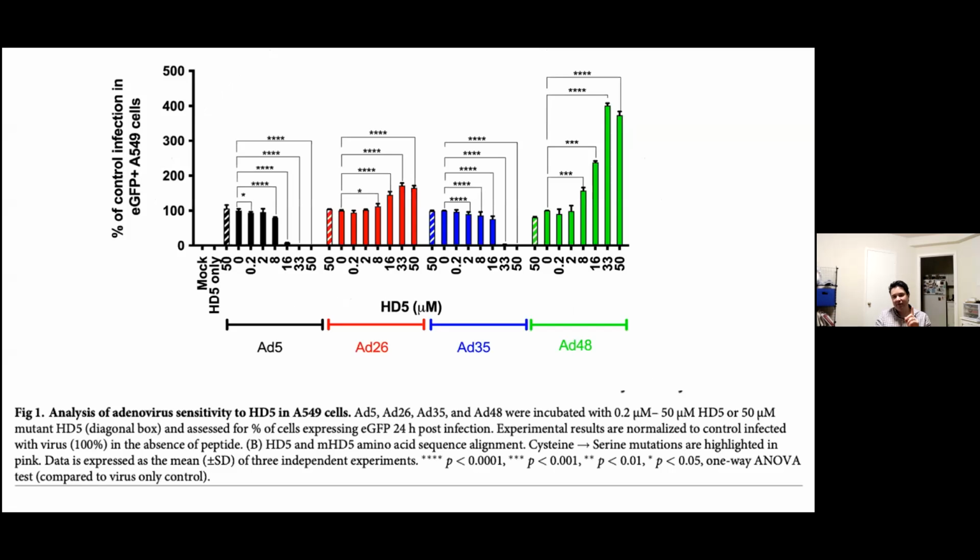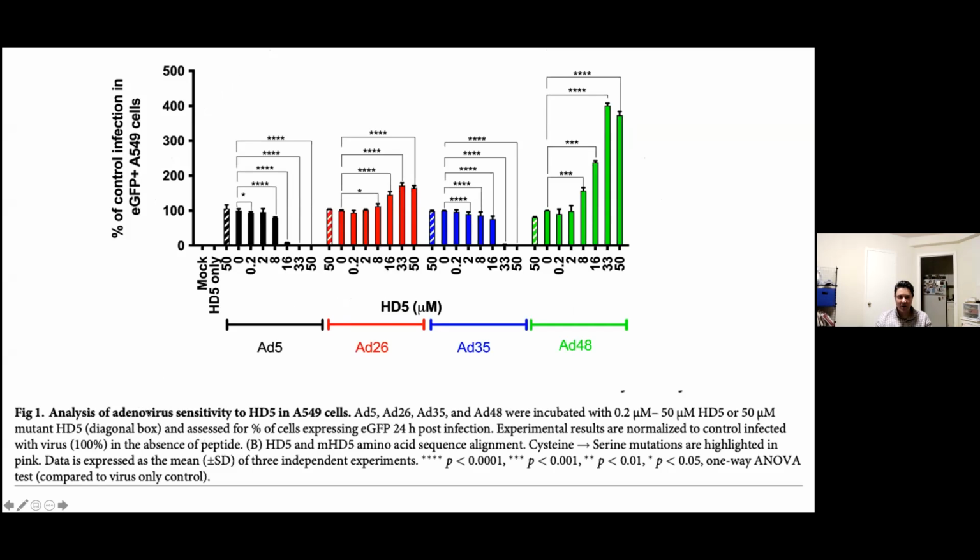So now we're going to talk about figures. And this is the first figure in this manuscript. And we aren't even going to look at the data yet. We're just going to read the figure legend and see if this makes sense to us. And the title of this figure is Analysis of Adenovirus Sensitivity to HD5, which is alpha defensin 5, in A549 cells. I didn't really say that, but it's not extremely important now.